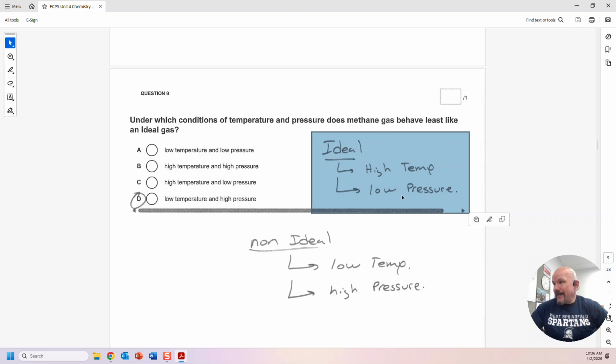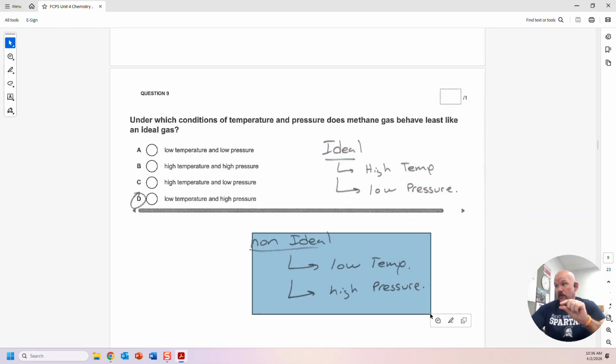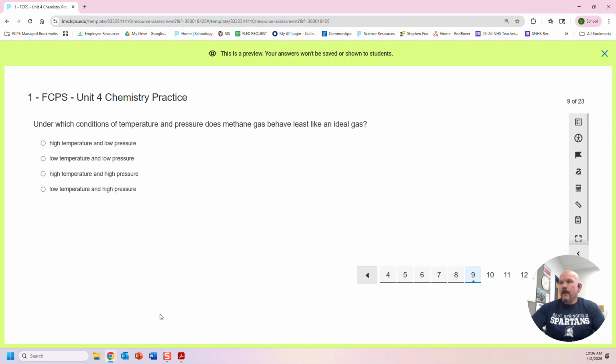Okay, so those are the ideal conditions. So the non-ideal conditions are the opposite. Low temp, so the slower they move, the more their collisions are inelastic. And high pressure, the closer they are together, the more their actual size becomes significant, right? So this one's looking for the non-ideal conditions. Ideal is high temp, low pressure, so we flip that for the non-ideal conditions. We're looking for non-ideal conditions, least like an ideal gas, so we're looking for low temp, high pressure.